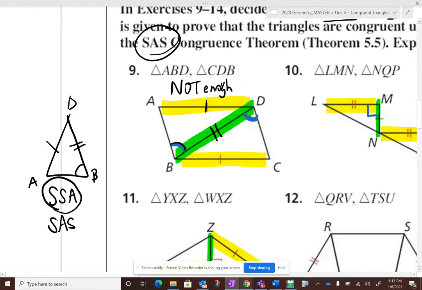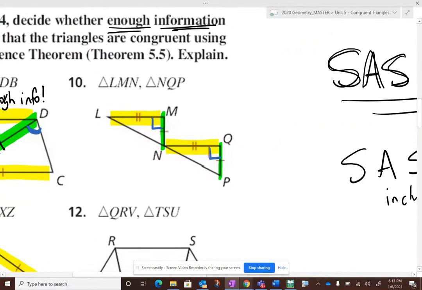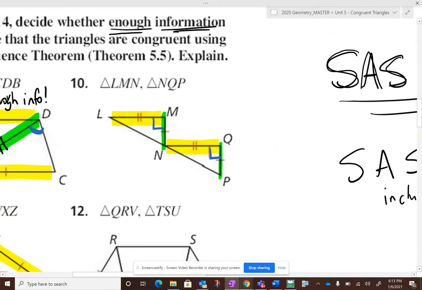I can't spell enough, but there you go. Not enough info. All right, look at number 10. Again, I've color-coded this. Pause the video and do it. It might help. These two are oriented the same way, which makes it pretty easy. They've got LM congruent to NQ with 2 tick marks in yellow. MN is the same as QP with 2 tick marks, and they have the angle included. So this has SAS. Yes, there is enough info.